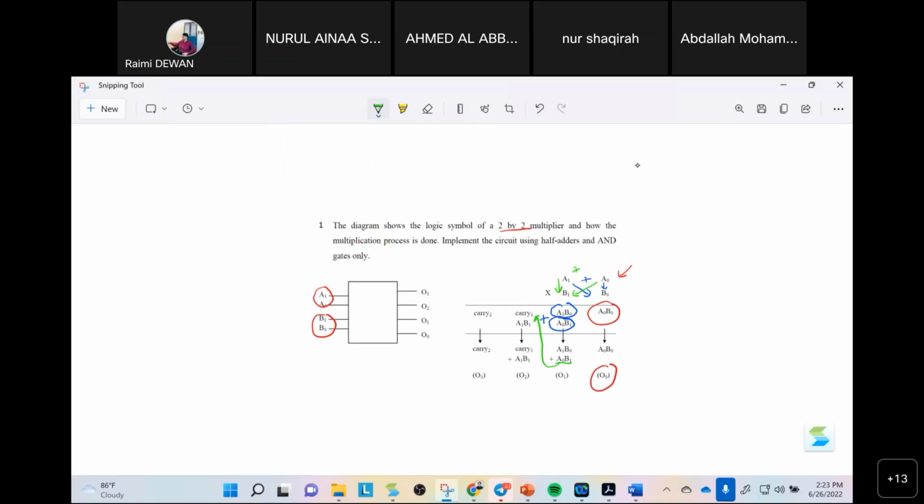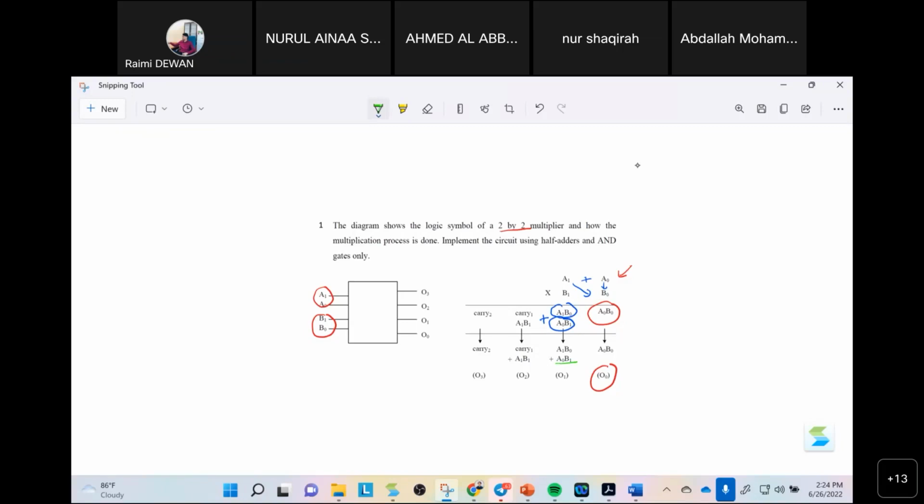Next is A1 B1 only. Sorry, this may be confusing, so I start again. A0, A1, B0, A0, B1. When you add, there is a chance, not necessarily, that we have carry. If we don't have carry, it's 0. If we have carry, it's 1. If you don't have carry, it's 0 because this is binary. Either you have 1 or you have 0. And after that, when you add this, you may have carry.